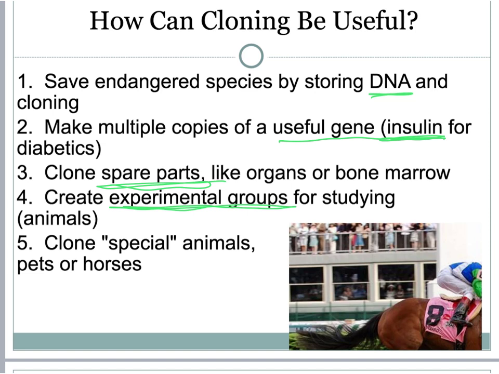Create clone special animals, pets or horses. I kind of mentioned that earlier. It's a racehorse here. Once again, it got cut off a little bit, but if you have an award-winning racehorse, you want to keep breeding award-winning fast racehorses, you might want to clone one. You have a guide dog or a support animal or something. It's starting to get sick. You don't want to lose it. Maybe clone it, and then you would have another one of the same dog.